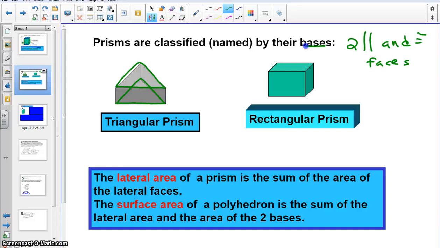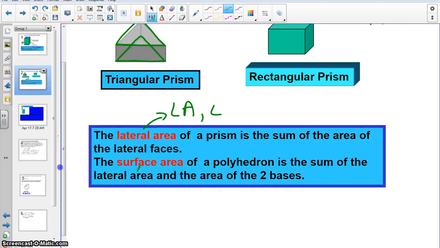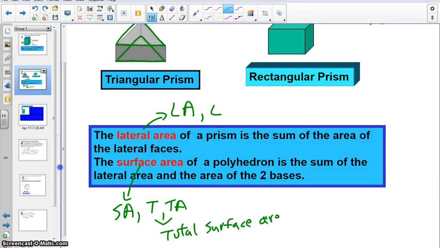The surface area is when you take the sum of the lateral area, so the area of the sides, and you add the area of the two bases. Lateral area, we usually will represent that with LA, but it's also represented with L. Surface area can be represented with a couple different things. We will do SA. I will use that most frequently. We can also use T and TA. Both of those stand for total surface area, or sometimes they just say total area. So I typically will use SA, but you will see all those notations as we go through this unit.